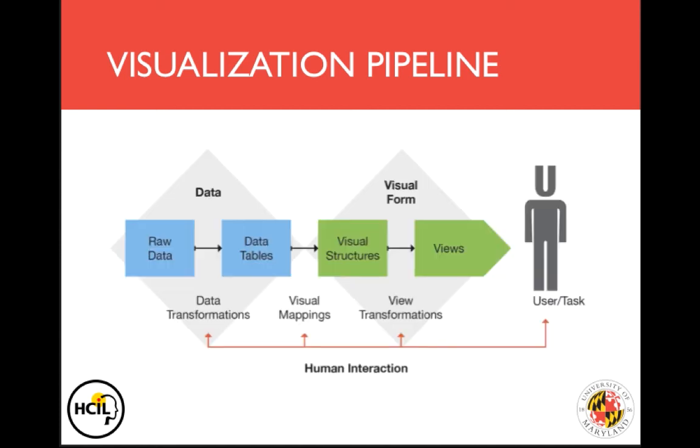So the pipeline looks sort of like this. First, we have the data, we have raw data. We generally will transform that then into tables or some other format. And those data tables or formatted data then gets mapped into some kind of visual structure, and that gets turned into a view that then gets presented to the user.